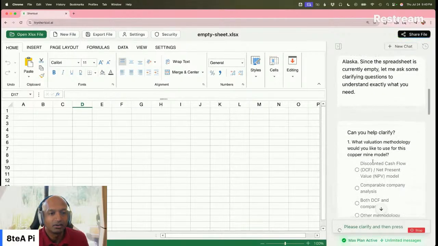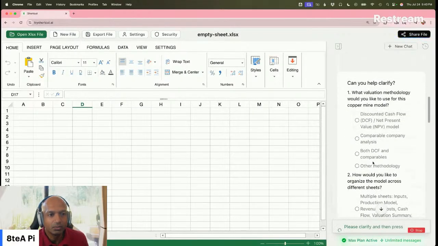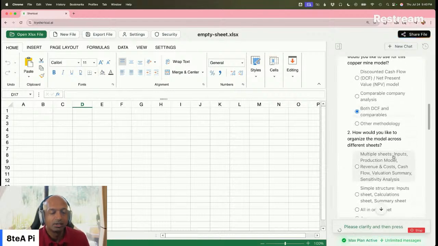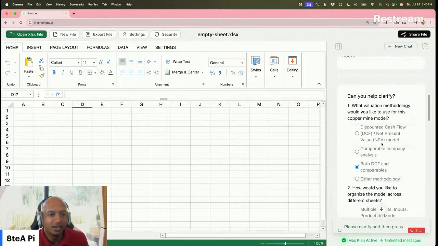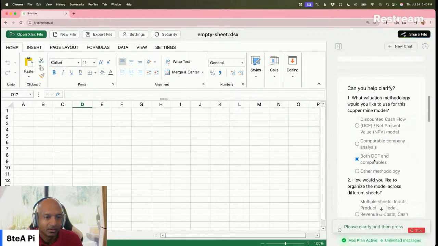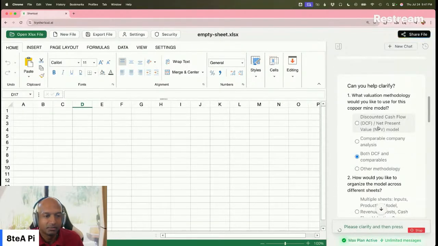To get more details before building the model, it asks: what valuation model methodology would you like to use? Let us choose both DCF and comparables. This is interesting. It's given me a multiple choice question, which is nice because a lot of times agents will go wild on you and they will just head to places that they shouldn't head to. It's narrowed things down to pretty commonly accepted valuation methodologies.